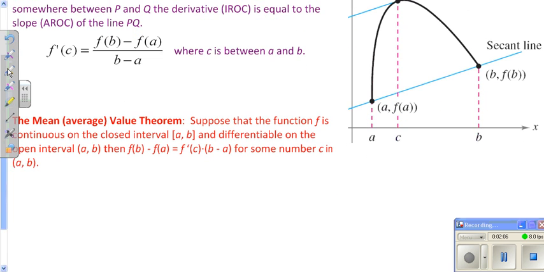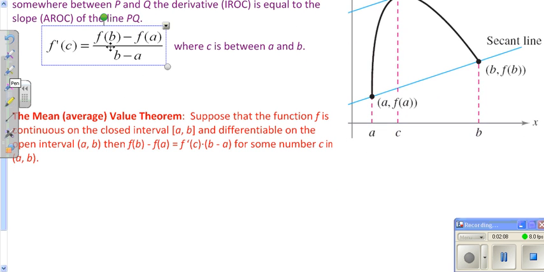Now, to be able to go from this one right here down to what we have below here, all they're doing is taking your equation up here and multiplying both sides by your common denominator.